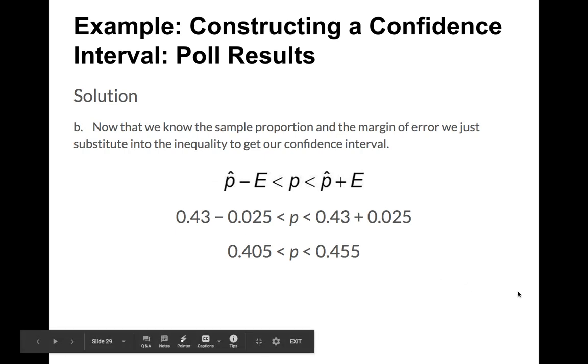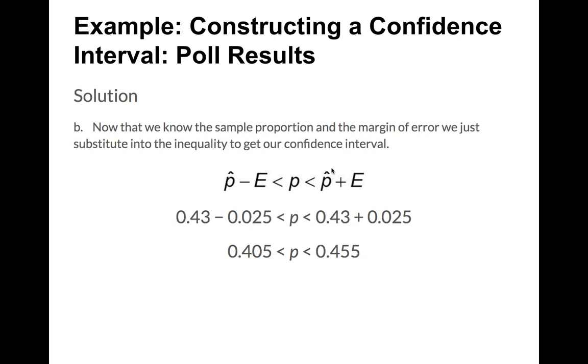So now that we know what our margin of error is, we can construct our confidence interval simply by taking the sample proportion and subtracting the error. So 0.43 minus 0.025, and then taking our sample proportion and adding the error, 0.43 plus 0.025. Now, if it isn't already, as this one is, you would then need to round this to 3 significant figures. So this is already down to 3 significant figures, so we're good. We can move on.